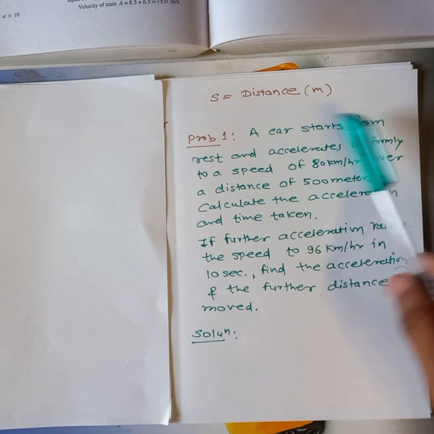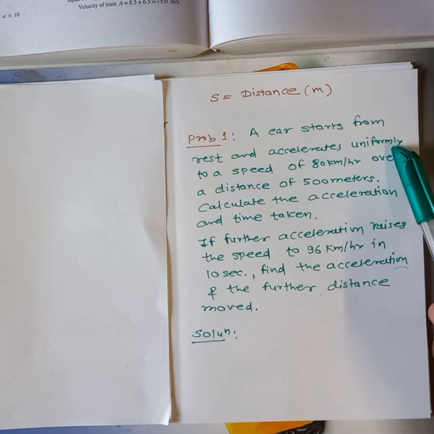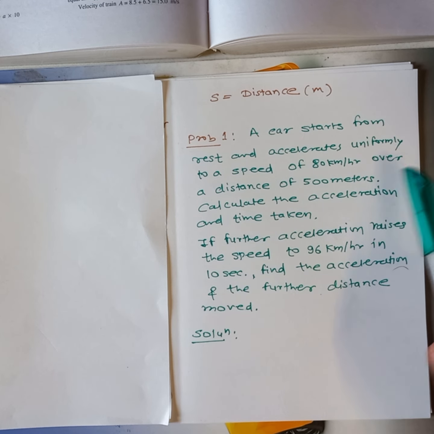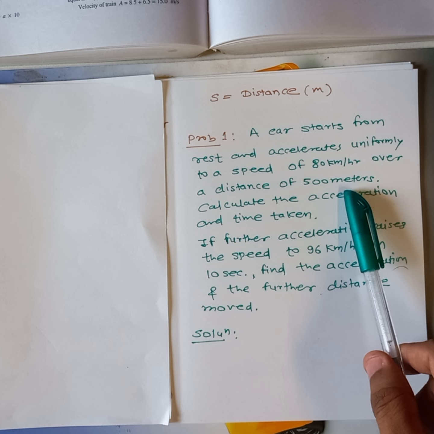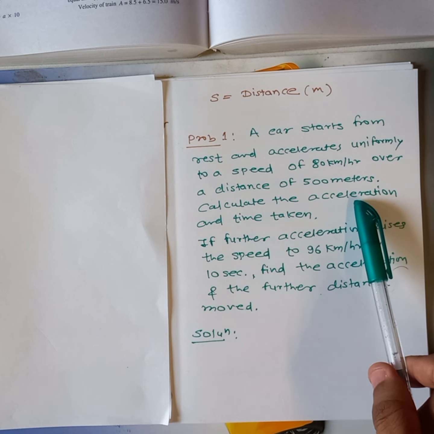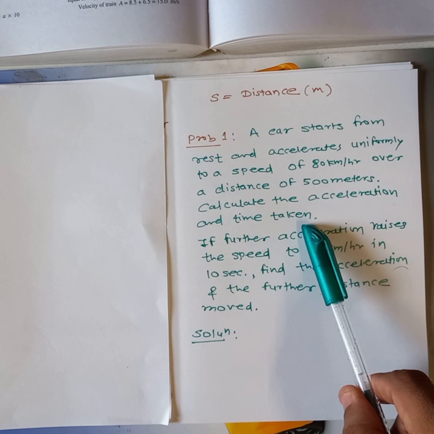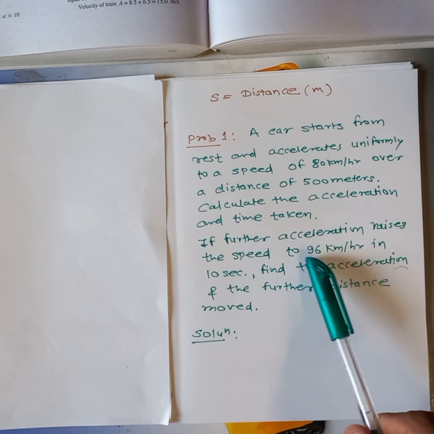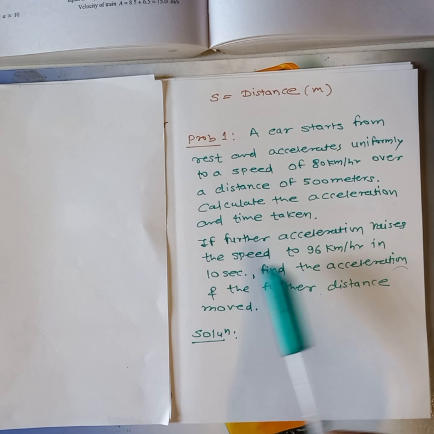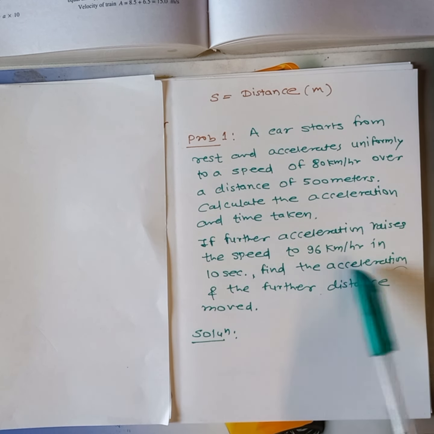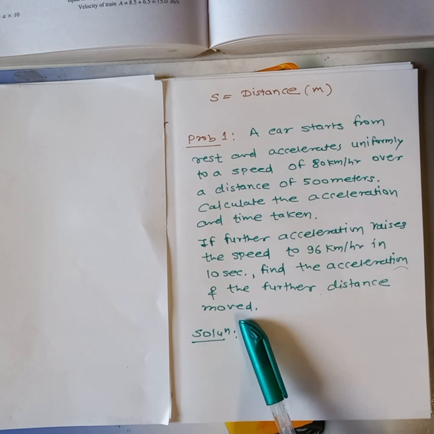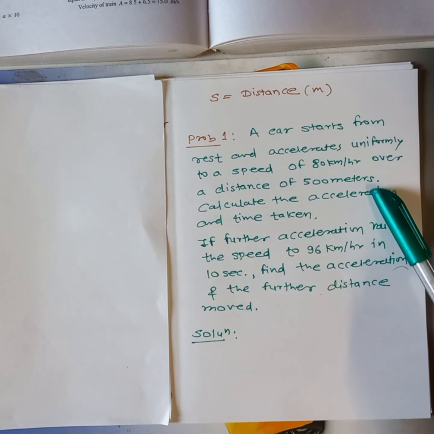A car starts from rest and accelerates uniformly to a speed of 80 km per hour over a distance of 500 meters. Calculate the acceleration and time taken. If further acceleration raises the speed to 96 km per hour in 10 seconds, find the acceleration and the further distance moved. So this is the problem given, and you might have understood that the problem has two cases.